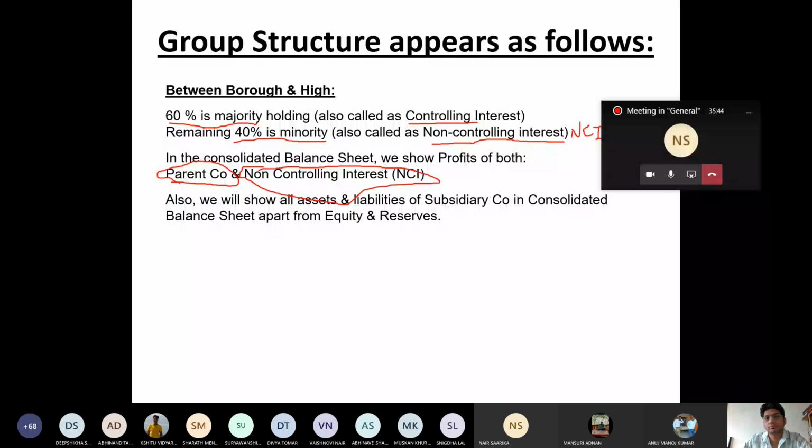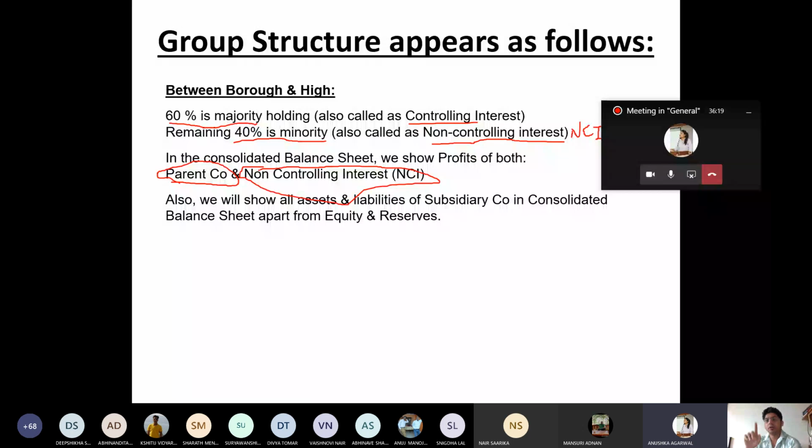Can you please explain again why NCI will be a liability? See, for example, I am purchasing 60% shares of your company, so I control your company. Between your company and my company, we will have only one single balance sheet. To the income tax department, between your company and my company, we'll only have one single balance sheet. My company's assets and liabilities will appear 100%.